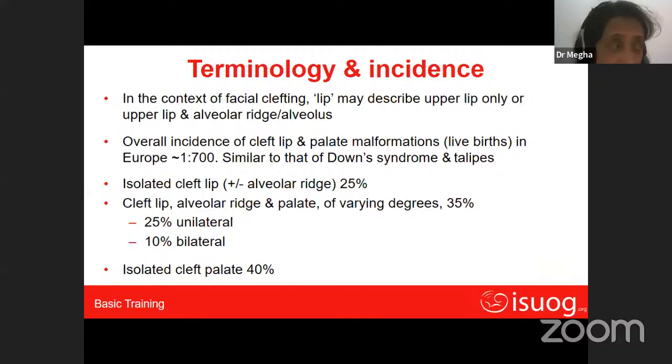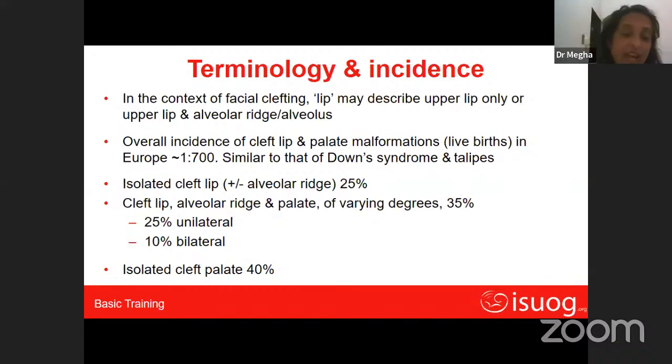And that's because the incidence of Down syndrome is higher because we will not terminate a baby with Downs. The incidence of talipes is higher, likely because of the higher incidence of consanguinity.